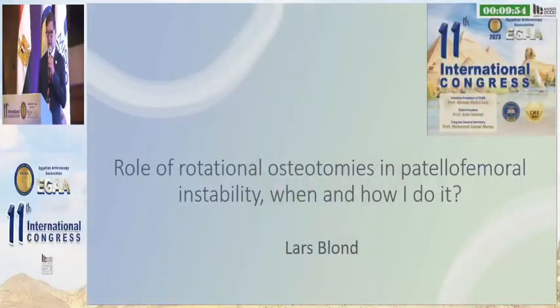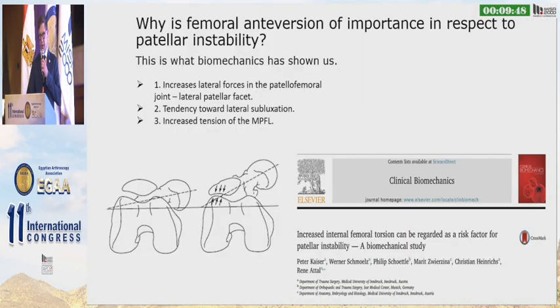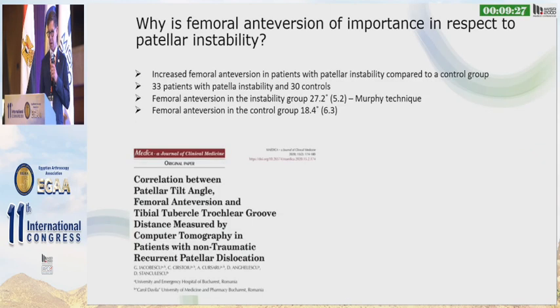So, thank you. We have already heard something about rotational osteotomies from Vicente. And the thing is that this biomechanic, as Vicente told us, is that there are increased forces laterally when you have increased femoral anteversion and a tendency towards subluxation or luxation and increased tension on the MPFL.